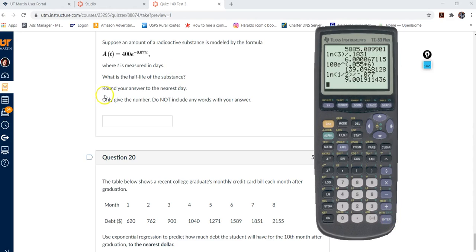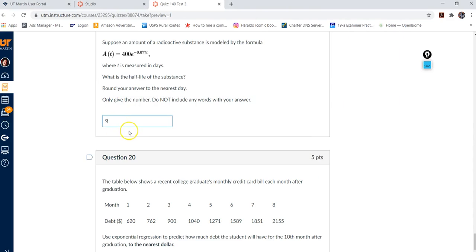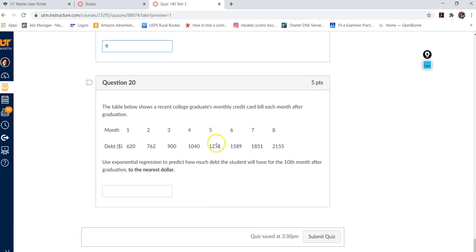All right, now round your answer to the nearest day. So this is my answer for t, and so it's going to take 9.0019 so forth days. Well, if I round that to the nearest whole number, it's 9. So the half-life is going to be 9 days. The instructions say do not include any words with your answer, just the number.